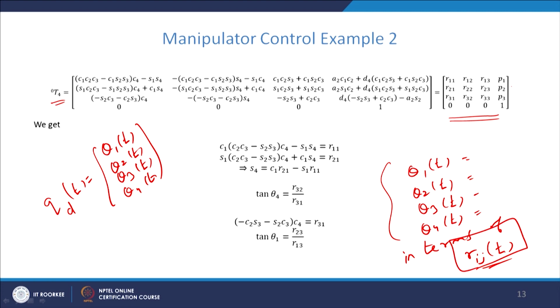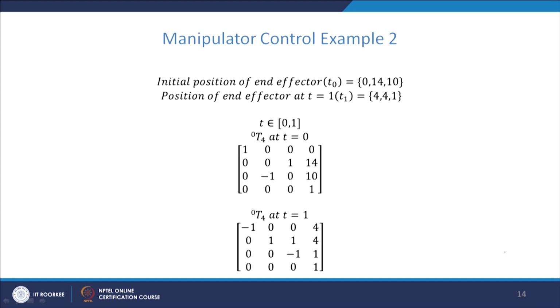So, once it is given, we can easily obtain what is Q desired. Once Q desired is given, we can get the torque as demonstrated in the previous examples. So, let us assume that the robot performs a desired task in 2 units of time. In the time interval 0 to 1, it performs the job of starting from the initial position and reaching the final position.